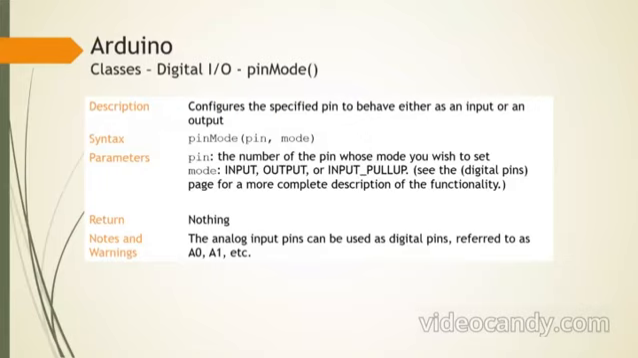Next, Arduino. Here we see the syntax of the Arduino. Here is the pinMode. We simply write pinMode with the pin and mode. Pin is the number of the pin whose mode you wish to set. Mode is INPUT, OUTPUT, or INPUT_PULLUP. See the digital pins page for more complete descriptions of the functionality. Note and warning: the analog input pins can be used as digital pins, referred to as A0, A1, etc.